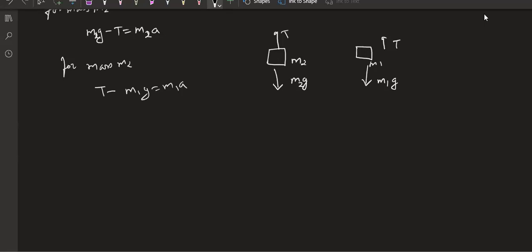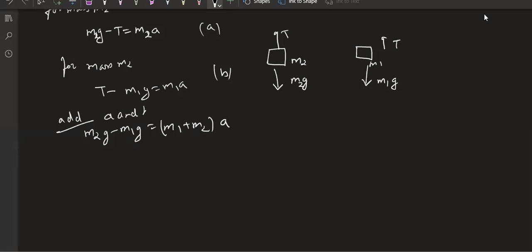Now, just add these two. If you add these two, you will get M2g minus M1g is equal to (M1 plus M2) into a. Yes or no? Just add A and B. So I can say that the expression is a equals (M2 minus M1) into g upon M1 plus M2. Now you just have to put the value.